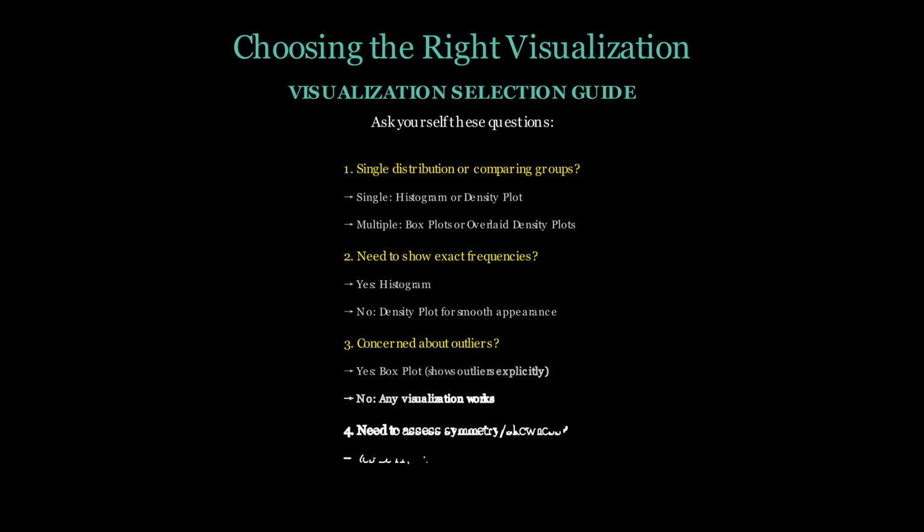Fourth, do you need to assess symmetry or skewness? Density plots and histograms show distribution shape clearly, while box plots offer quick skewness checks through median position within the box.